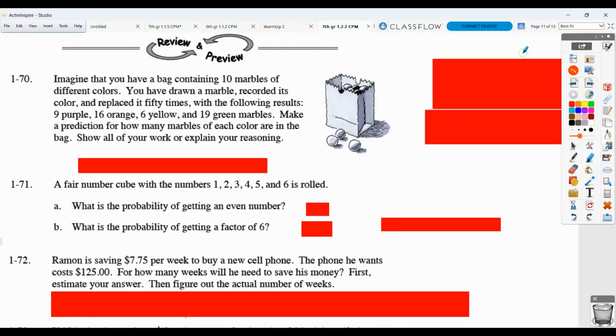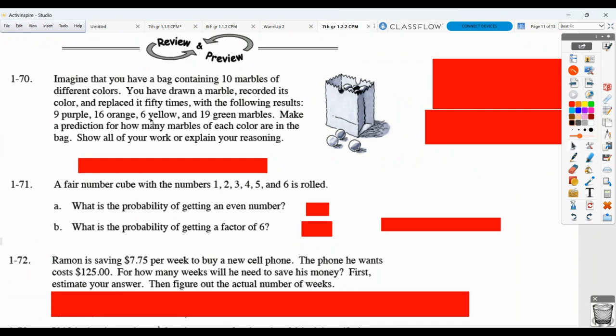This video is to allow you to correct the homework from section 1.2.2. Imagine that you have a bag containing 10 marbles of different colors. You've drawn a marble, recorded its color, and replaced it 50 times with the following results: 9 purple, 16 orange, 6 yellow, and 19 green. Make a prediction for how many marbles of each color are in the bag.